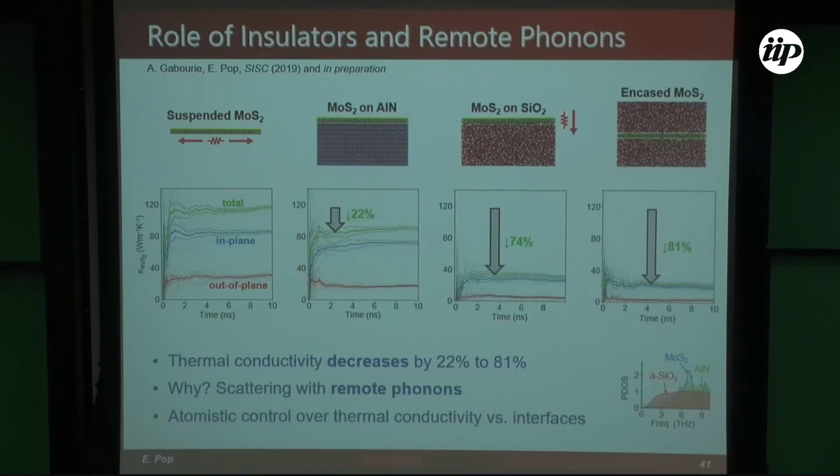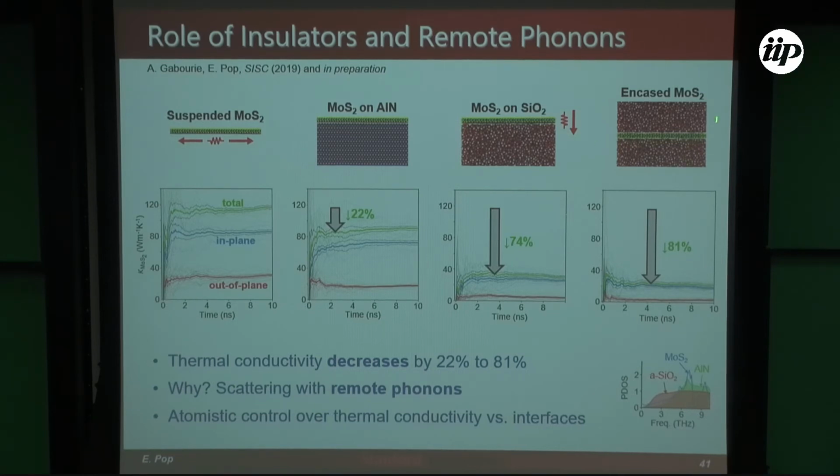But this is what I think is really more interesting to me and to the transistor people in my group: when you take this suspended MoS2 and you put it on aluminum nitride, the thermal conductivity drops by about 20%, okay? If you put it on SiO2, the thermal conductivity drops by over 70%. That's bad news. And if you encase it with SiO2, it actually gets a little bit worse still. This is what transistors probably will look like.